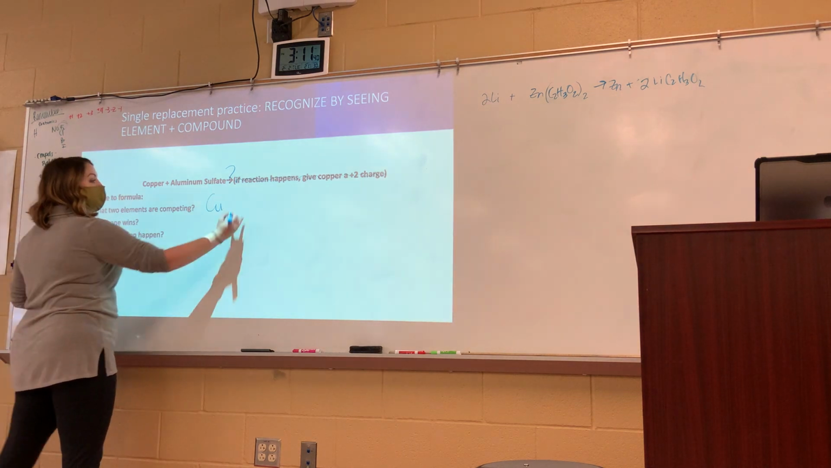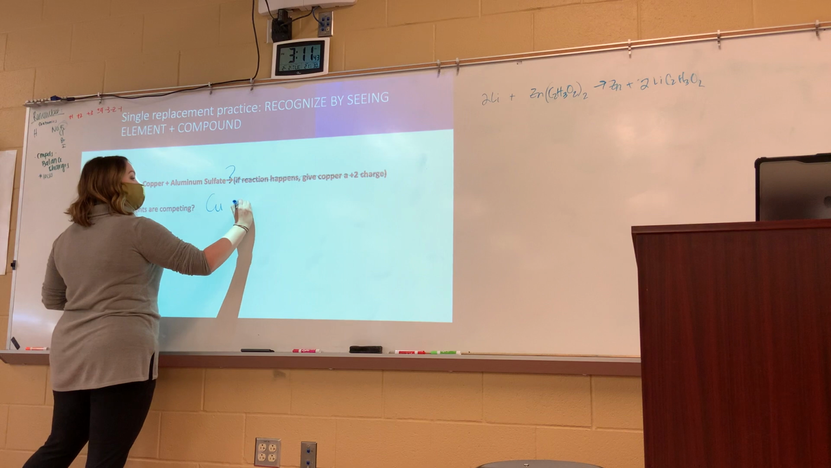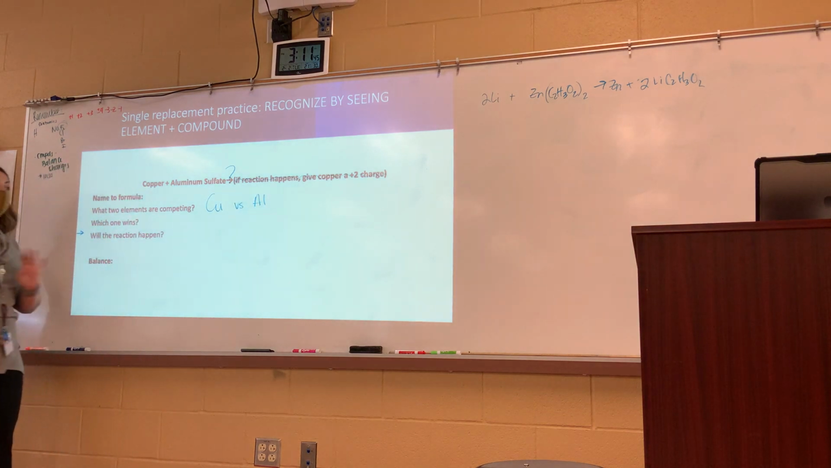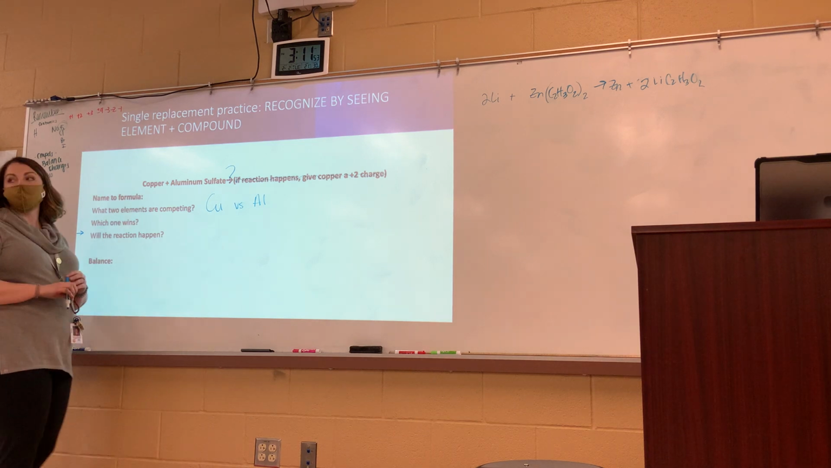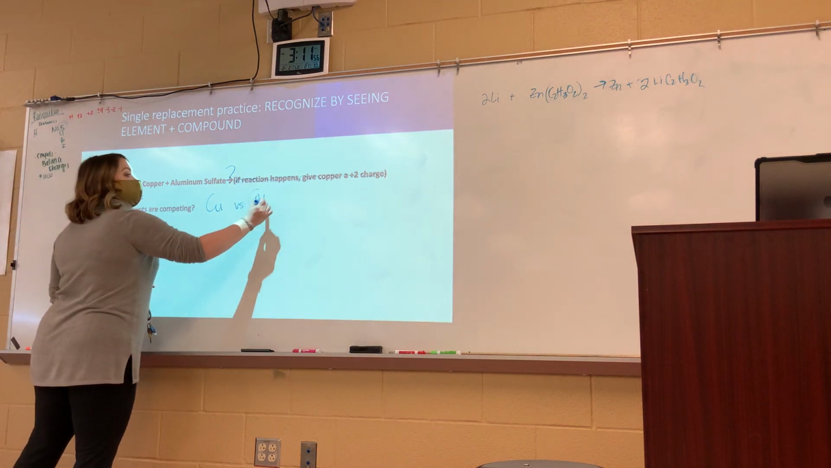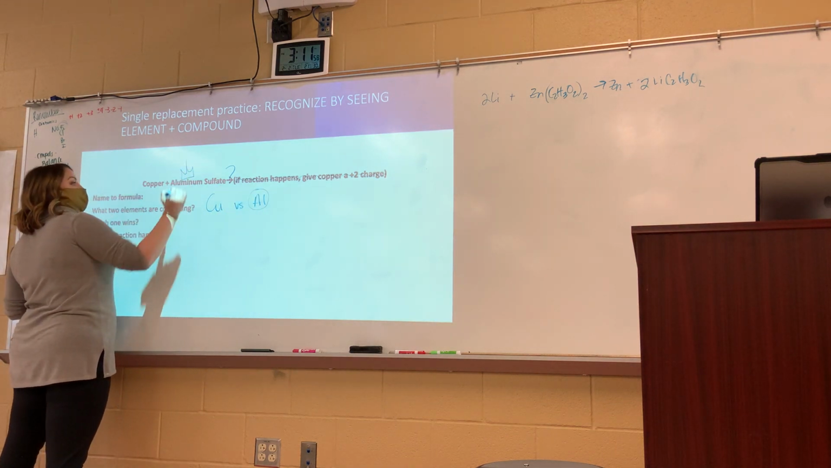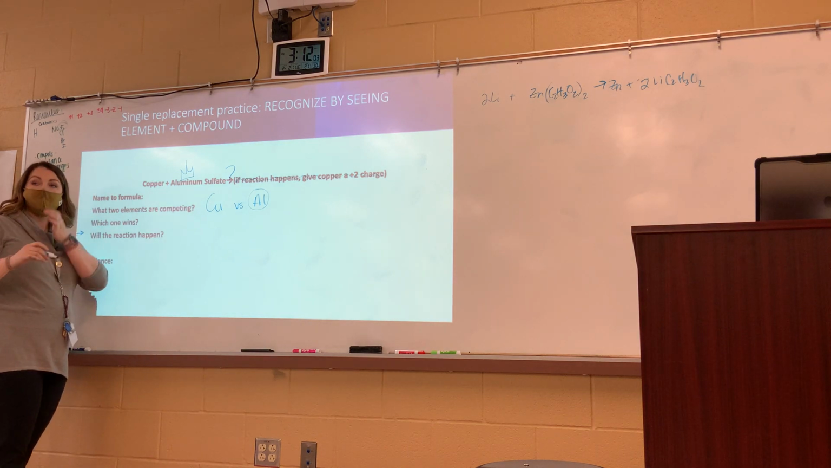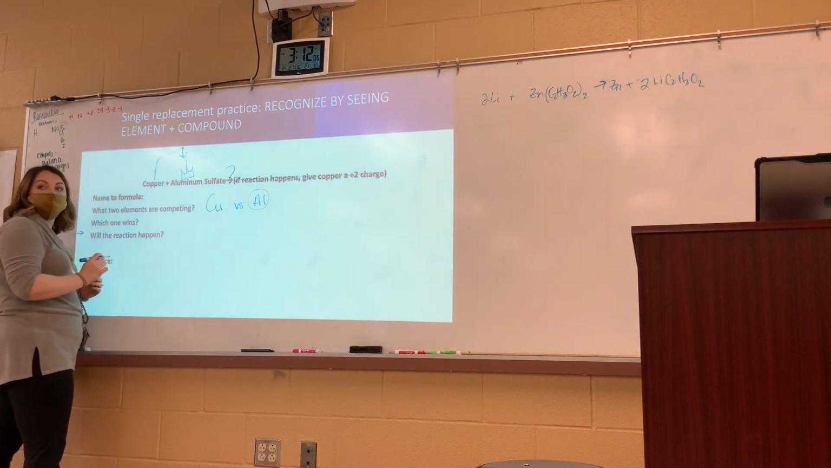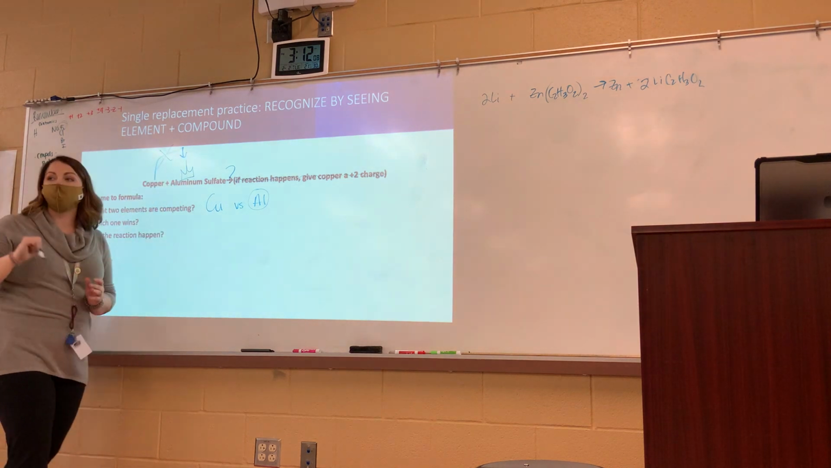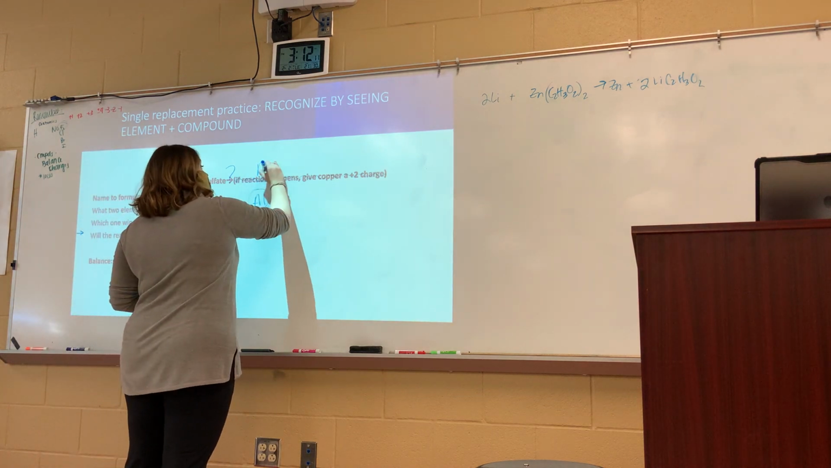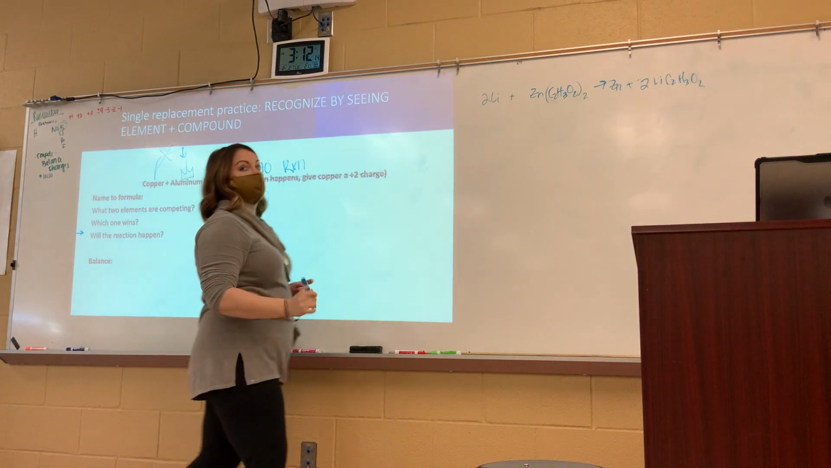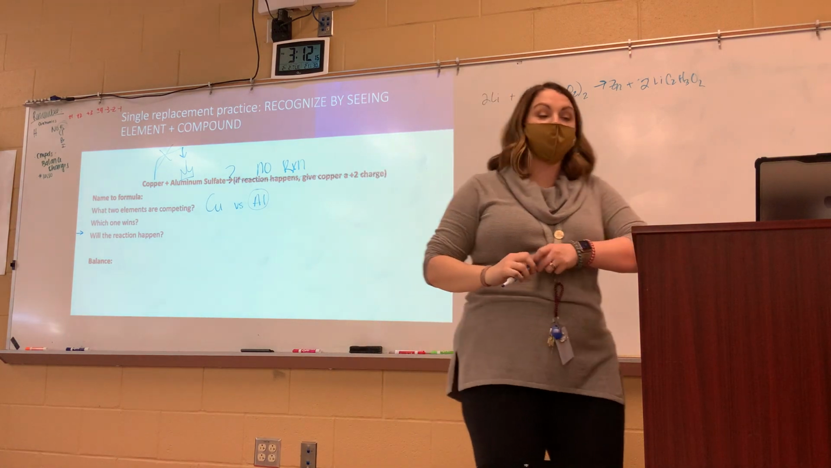Copper, which is Cu, versus aluminum. Why did you know that it was copper and aluminum? Metal. Which one wins? So aluminum is crowned our victor. So is copper stronger? No. Can copper come and take that place? No. So the actual answer is no reaction. And you stop there.